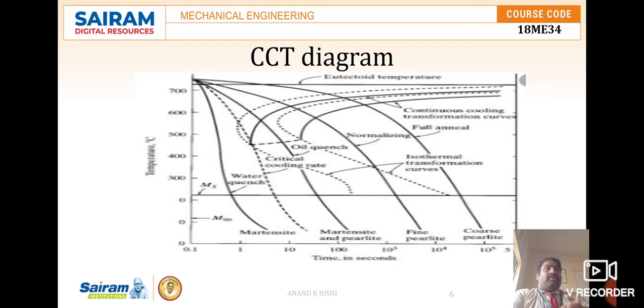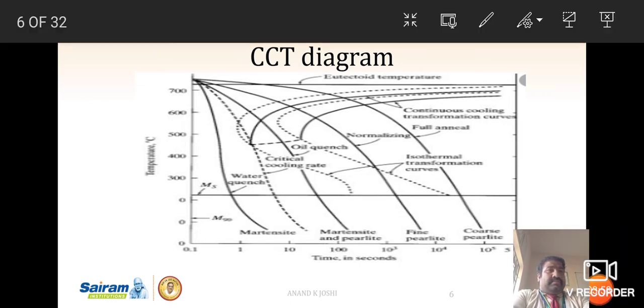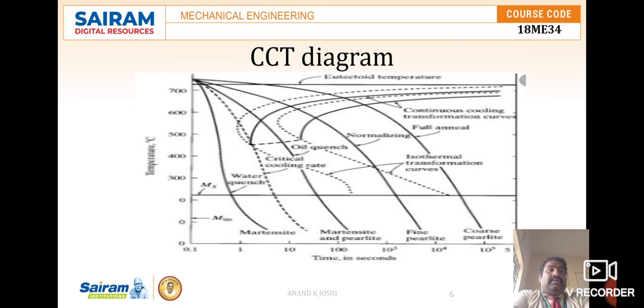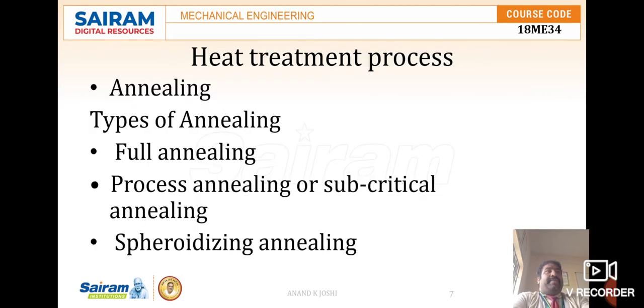Then we will discuss the different annealing heat treatment processes. Let us discuss the different heat treatment processes. We have annealing, and in annealing again there are full annealing, process annealing or subcritical annealing, and spheroidizing annealing.